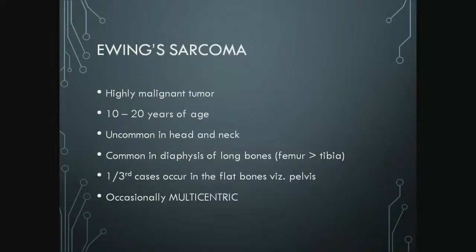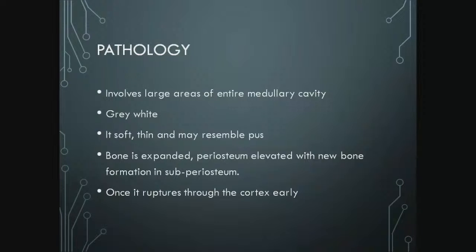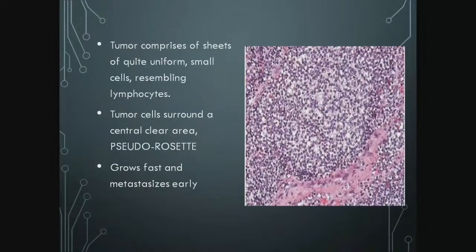Very rarely Ewing sarcoma presents as a multicentric tumor with multiple involvements of bones. On pathology, it involves large areas of the medullary cavity. It is a grey-white tumor. Often it has a soft, thin structure and may resemble pus. Bone is expanded. Periosteum is elevated with new bone formation in the subperiosteum. The cortex usually ruptures early in case of an Ewing sarcoma, and soft tissue spread may occur.